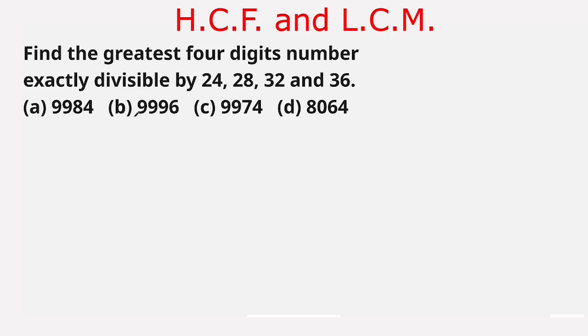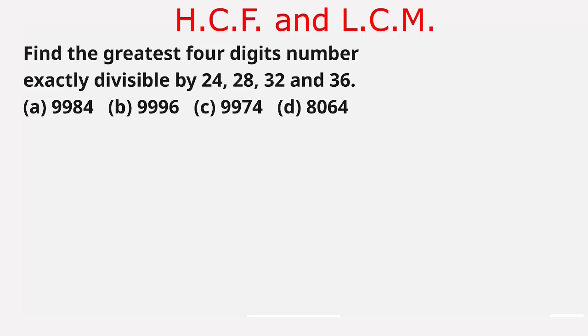Option B. The first 3 digits 999 are divisible by 9, and the last digit 6 is not divisible by 9. So option B cannot be our answer. Option C, first 2 digits 9 are divisible by 9 and 7 plus 4 is 11, which is not divisible by 9. So option C cannot be our answer. The only option left is option D. So we check for it. 8 plus 6 is 14 plus 4 is 18. 18 is divisible by 9. So option D must be our answer.